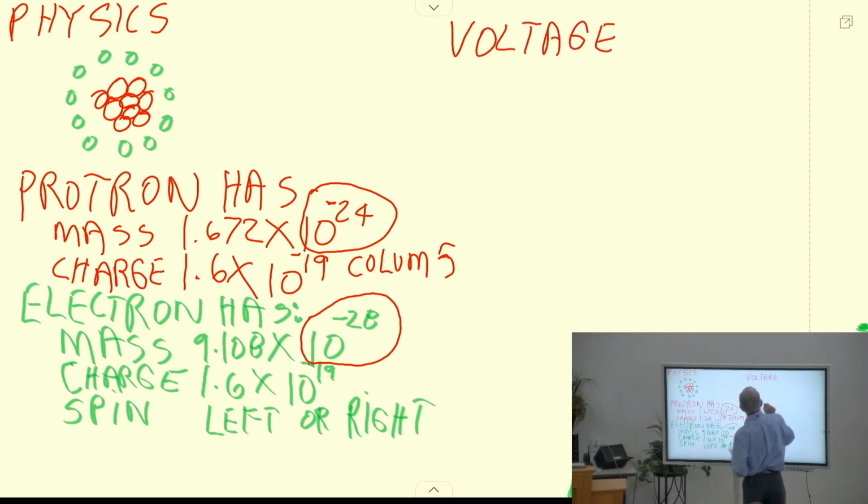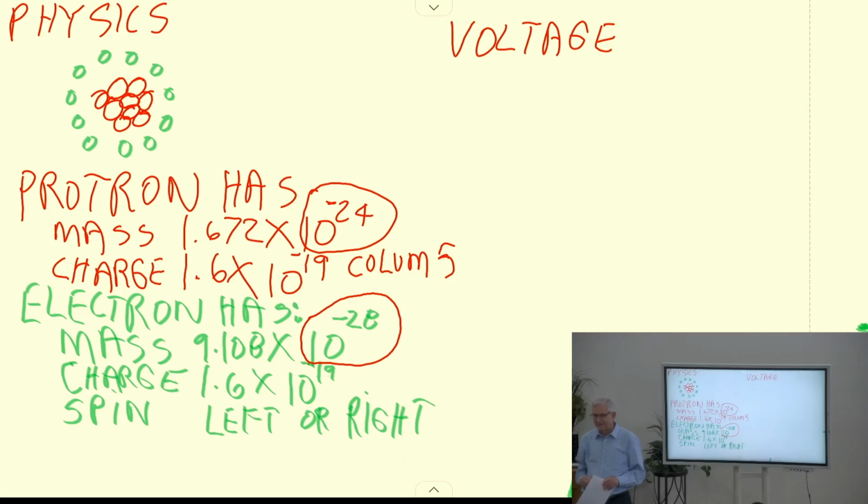V-O-L-T-A-G-E. Voltage. What is voltage? Voltage is a measurement of how much charge or energy there is on the electron. That's what it is. Can you clarify? Each electron only has a specific charge, so wouldn't it be multiples of electrons that are generating higher charge? No, each electron has a charge level, and that's what voltage is.